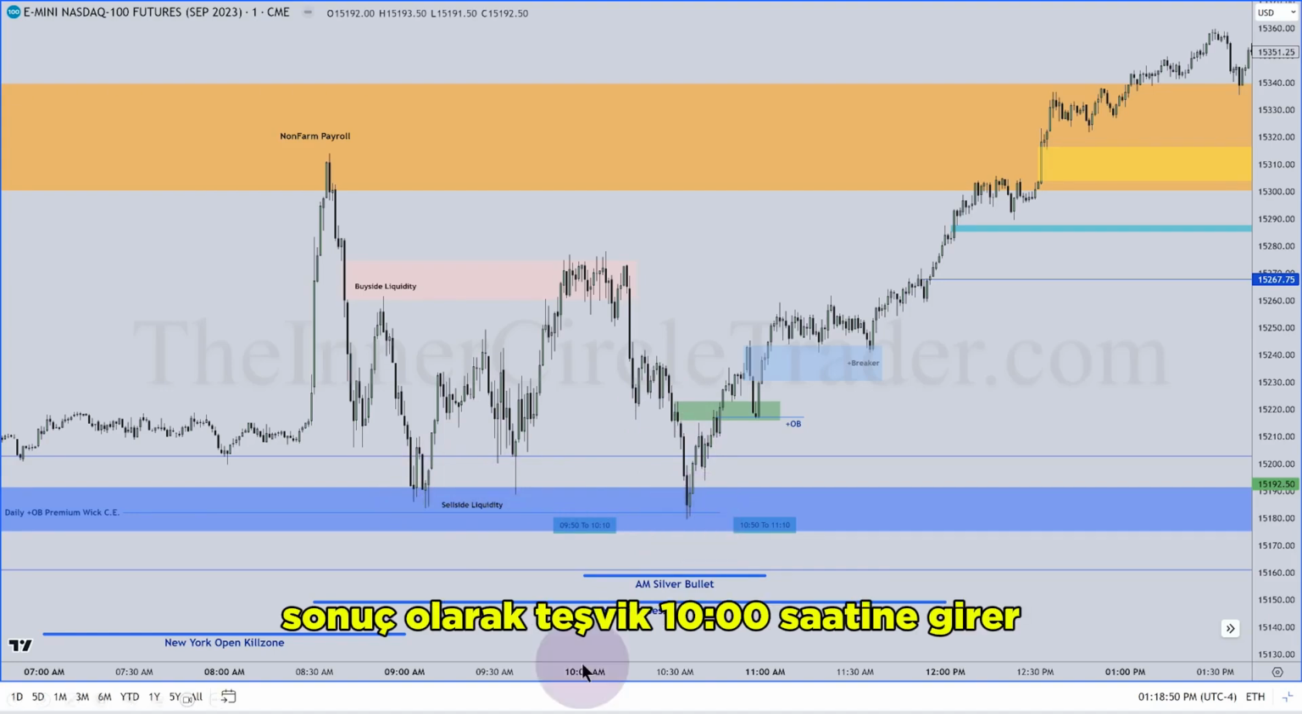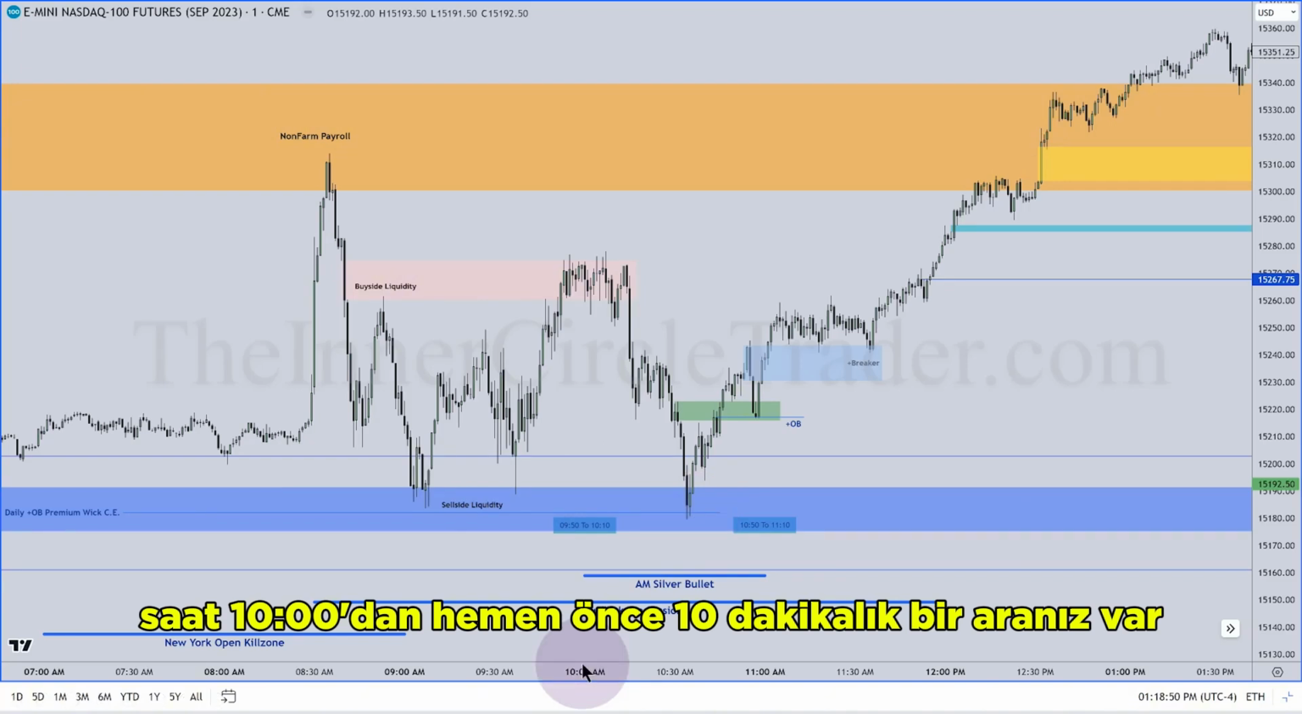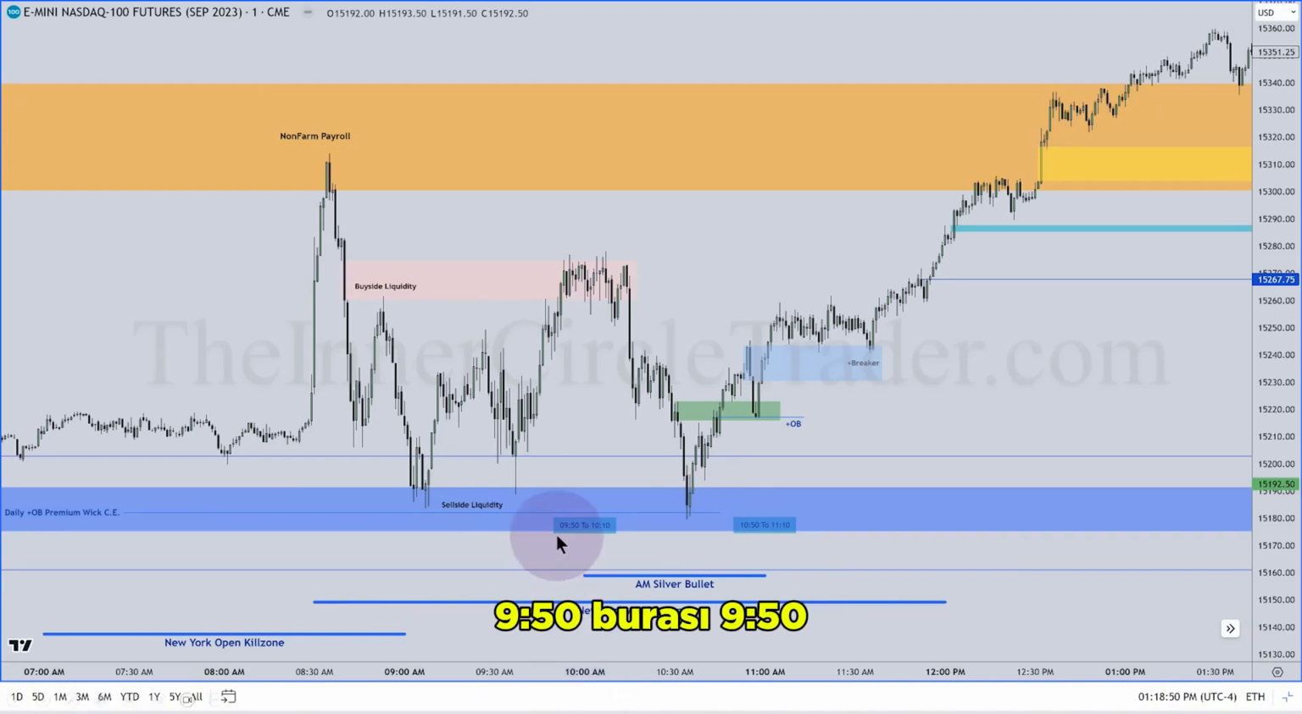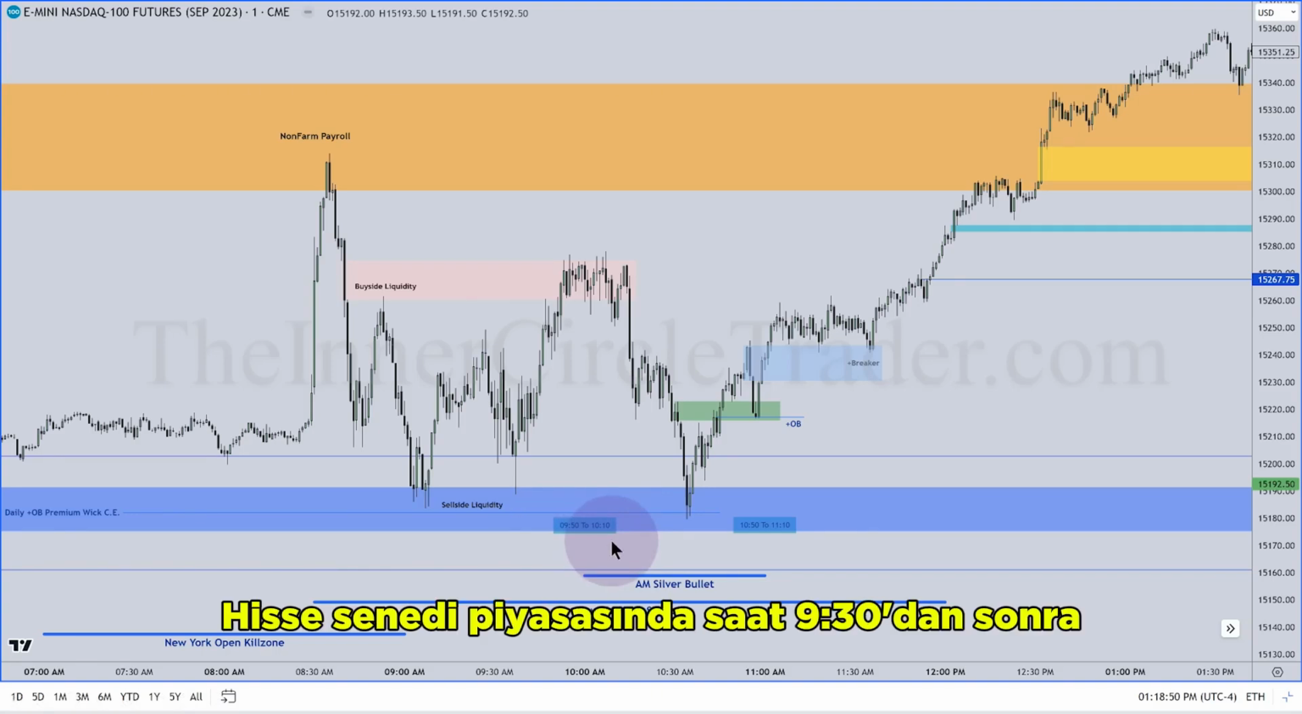go into the 10 o'clock hour. Right before 10 o'clock, you have a 20-minute interval, 9:50. That's here. 9:50 to 10:10. This 20-minute period specializes in when the market is approaching the first 30 minutes of trading after 9:30 in the equities market.